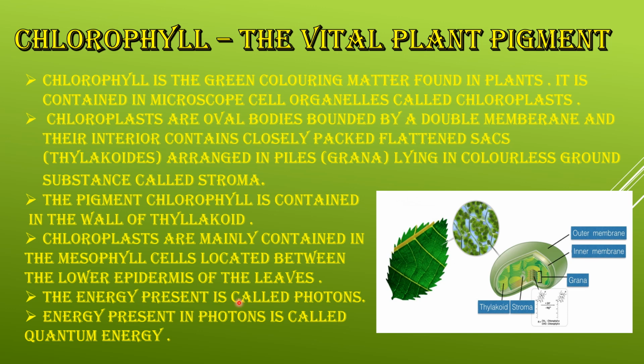Now you can see the picture of the chloroplast given there. This chloroplast contains an outer membrane and an inner membrane, and inside there is a ground substance. We call it the stroma. The matrix is called the stroma, and inside the matrix there are piled up protein layers. These piled up protein layers are called grana, and the individual layers are called thylakoids. Together we call them the grana, and the matrix is called the stroma of the chloroplast.